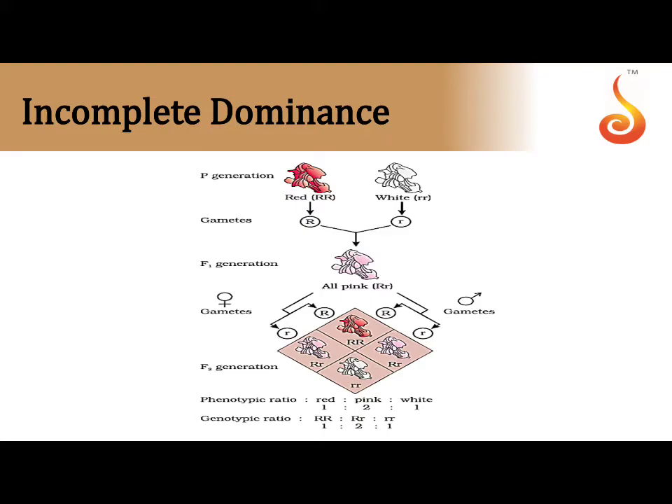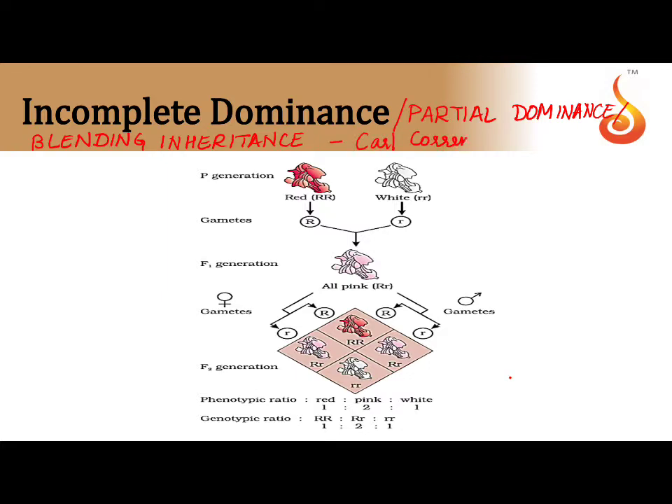Incomplete dominance, also called partial dominance, or what we also call blending inheritance, was proposed by a scientist named Carl Correns in the year 1900. This is non-Mendelian genetics because it does not follow the same rules of Mendel's.